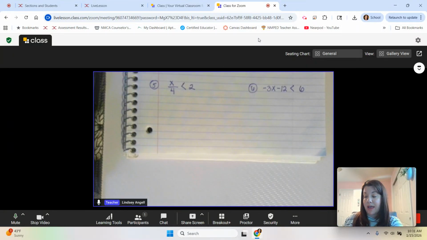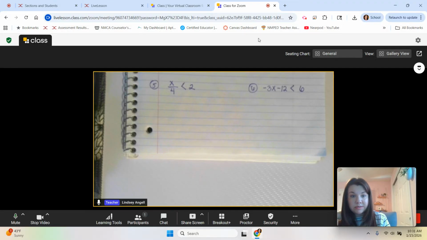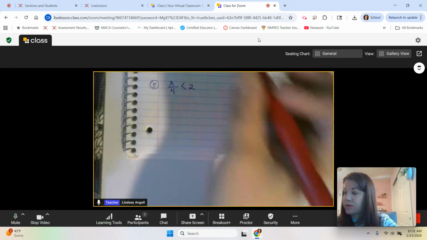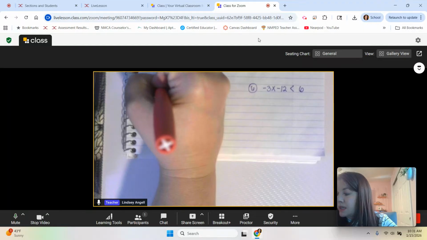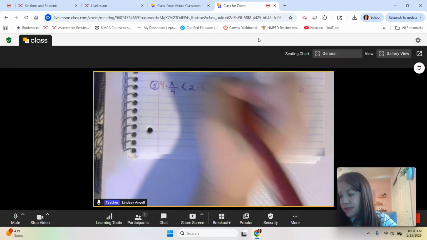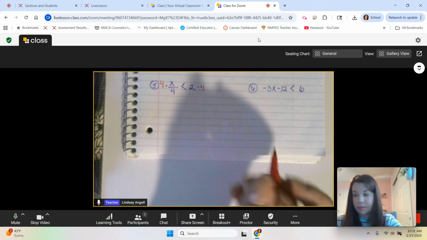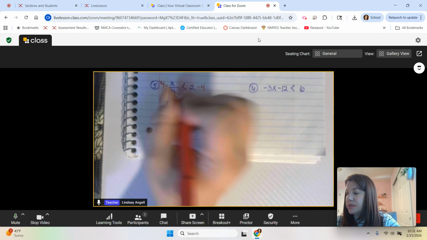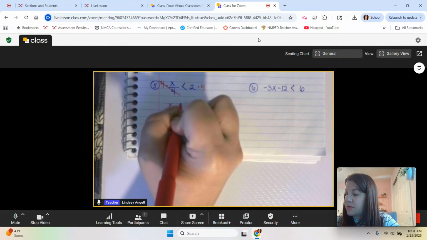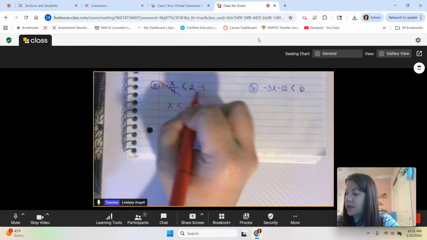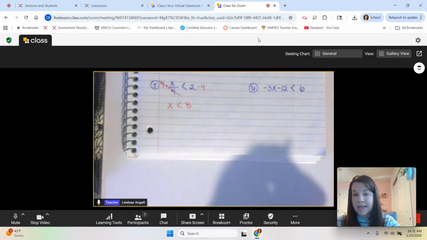Okay, number 5. X divided by 4, or x fourths, is less than 2. Right now I'm dividing by 4, so in order to cancel that out in my problem, I need to multiply both sides by 4. Because when you multiply and divide by the same number, they cancel each other out, and we're left with our variable, which is x, is less than, and then 2 times 4 is 8.